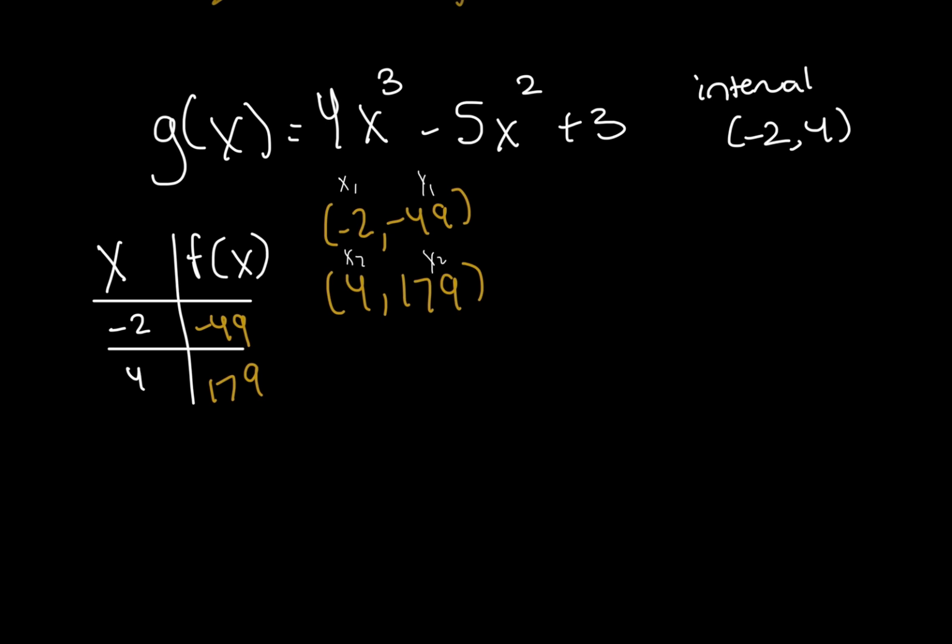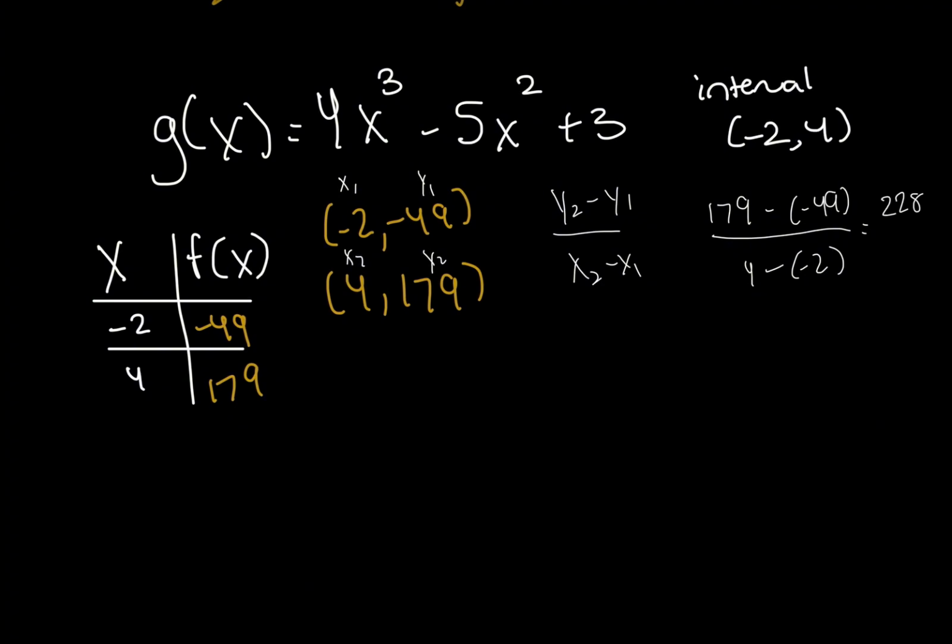So now we just substitute these values into our rate of change formula, which is, once again, y2 minus y1 over x2 minus x1. So we're going to do 179 minus -49 divided by 4 minus -2. And whenever you have two negatives, you get a positive, so it's the same thing as saying 179 plus 49, which is 228, and we're dividing it by 4 plus 2, which is 6.